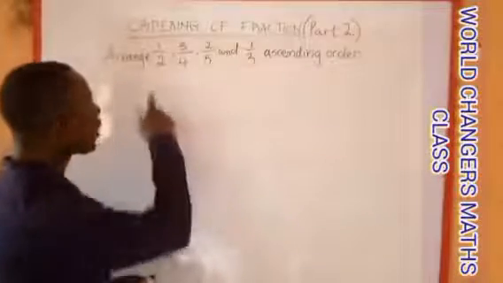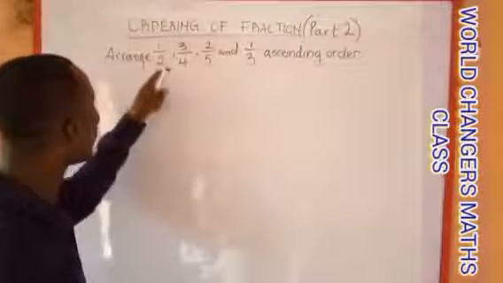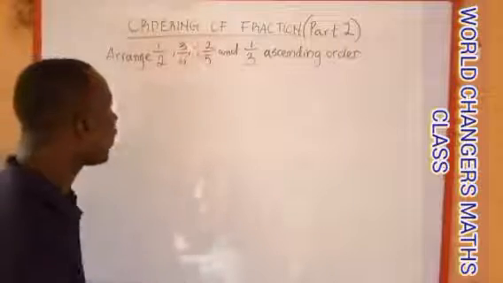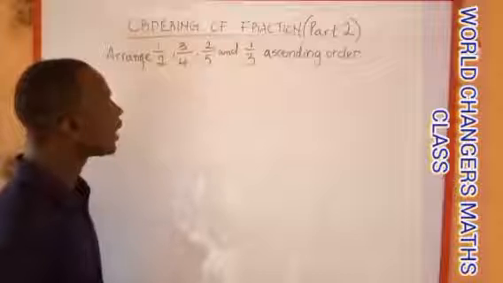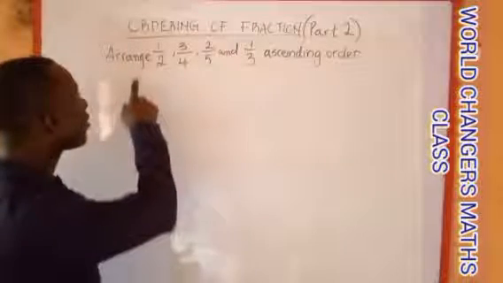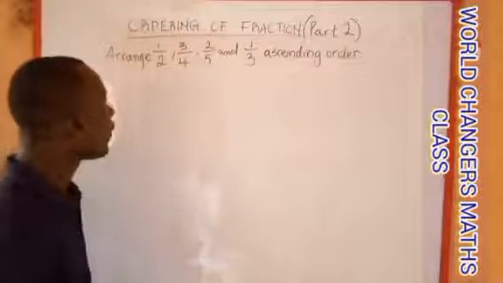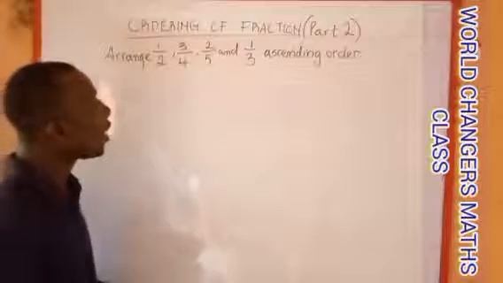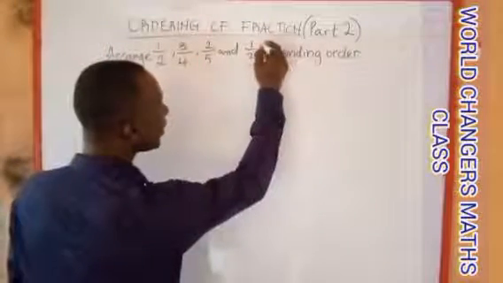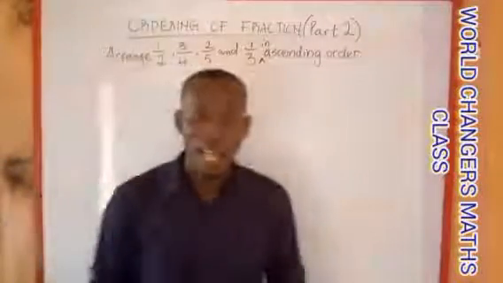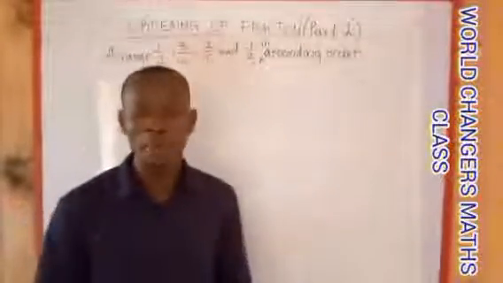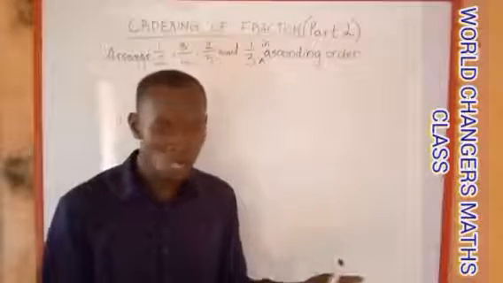We are going to be arranging fractions. Arrange 1 over 2, 3 over 4, 2 over 5, and 1 over 3 in ascending order. Now, what is the meaning of ascending order? Ascending order simply means from the smallest to the biggest, while descending order means from the biggest to the smallest.